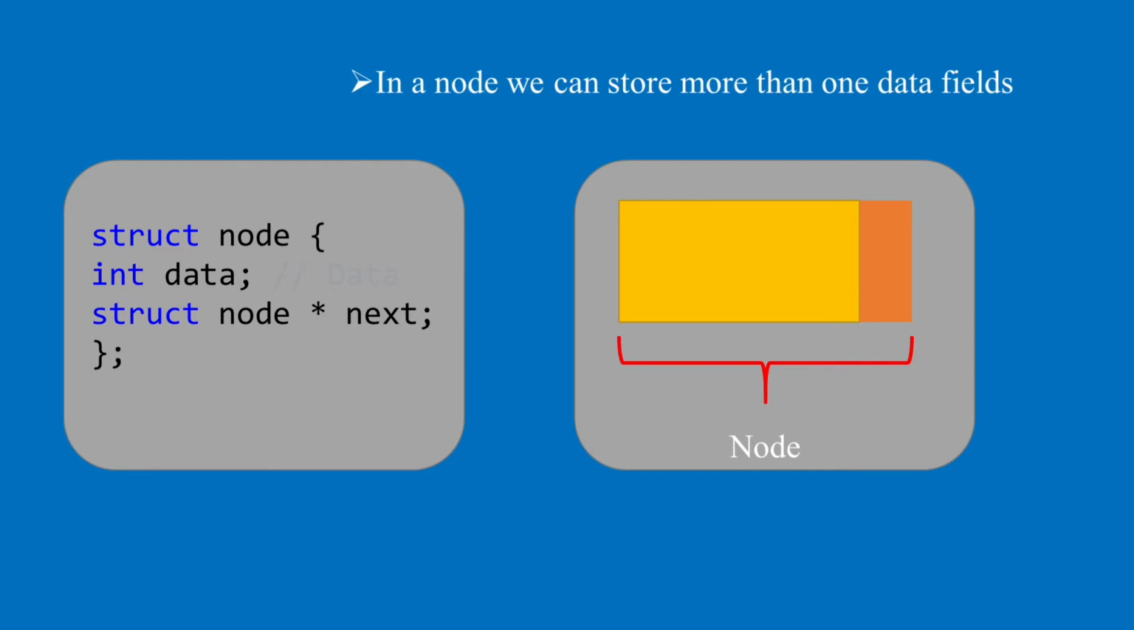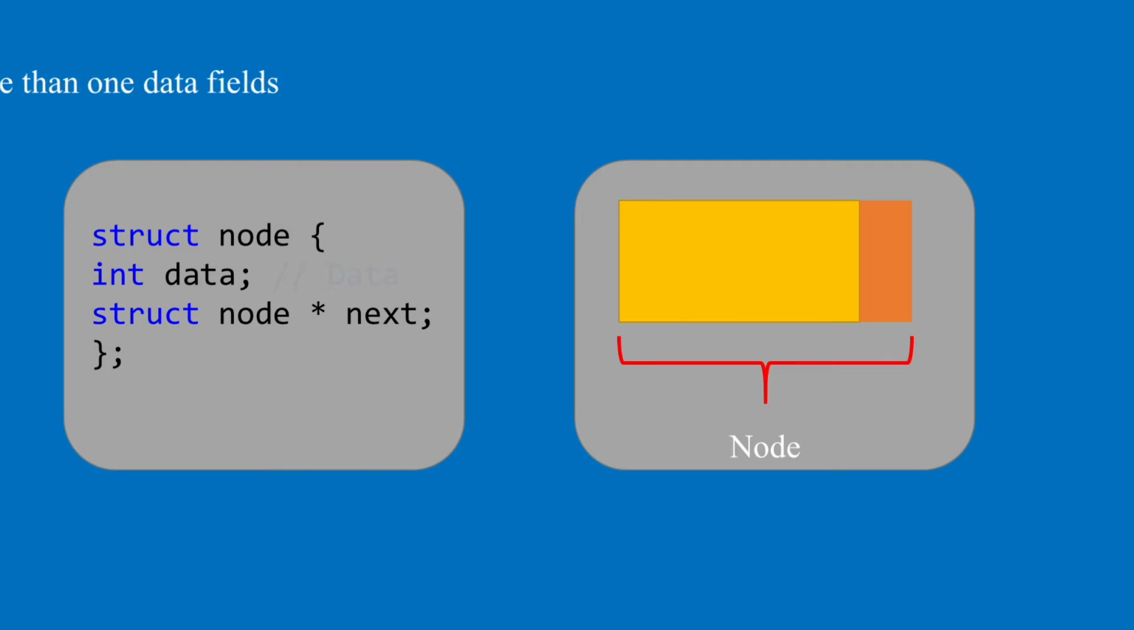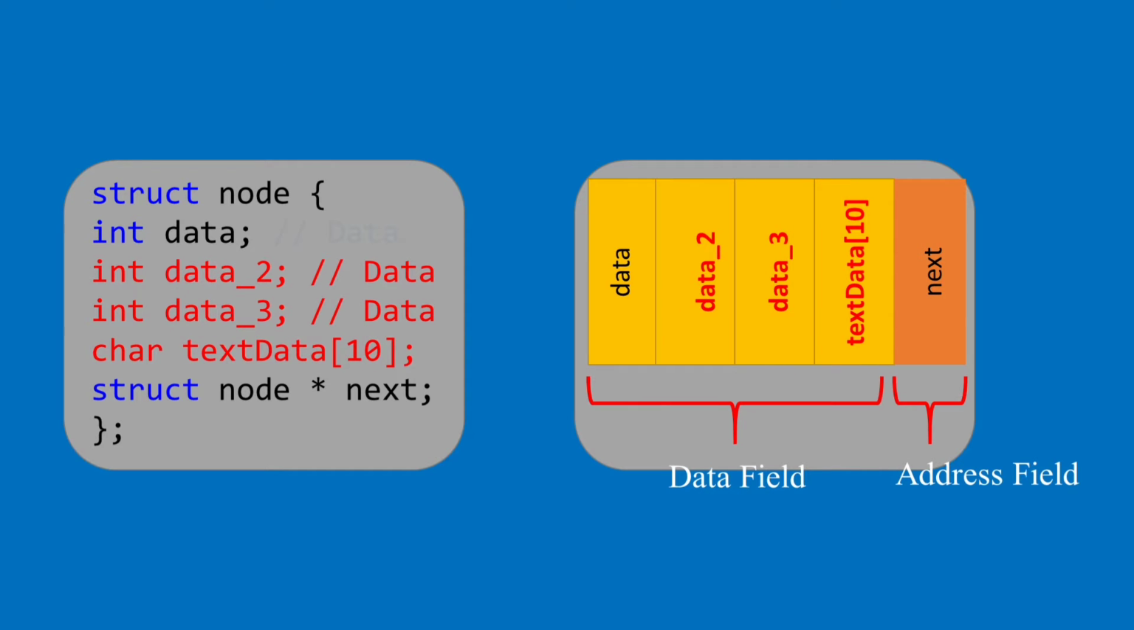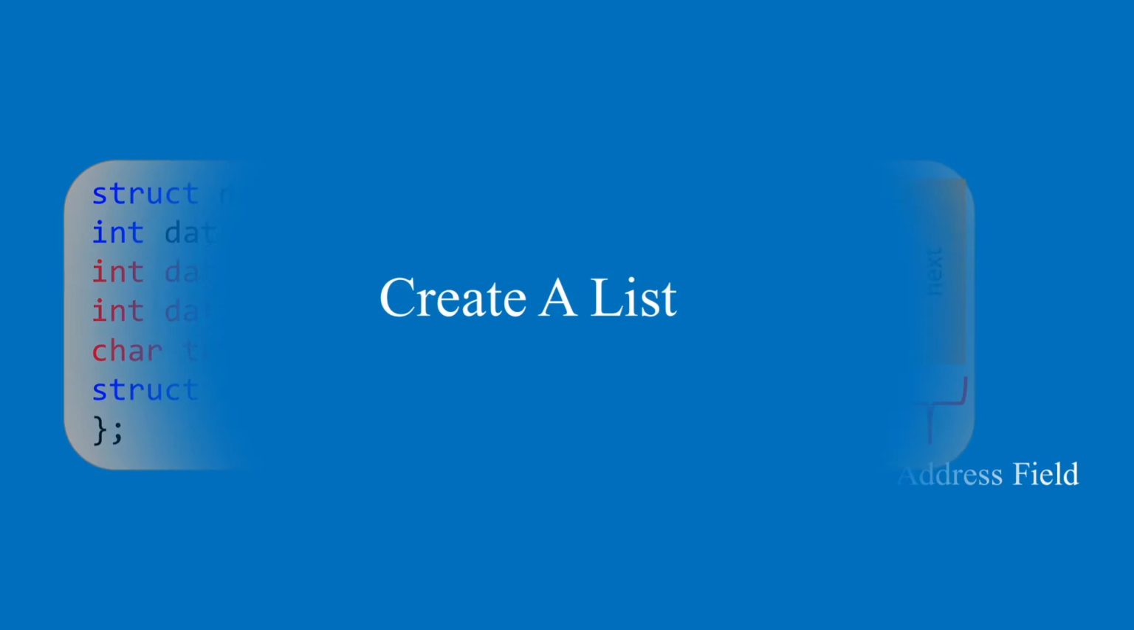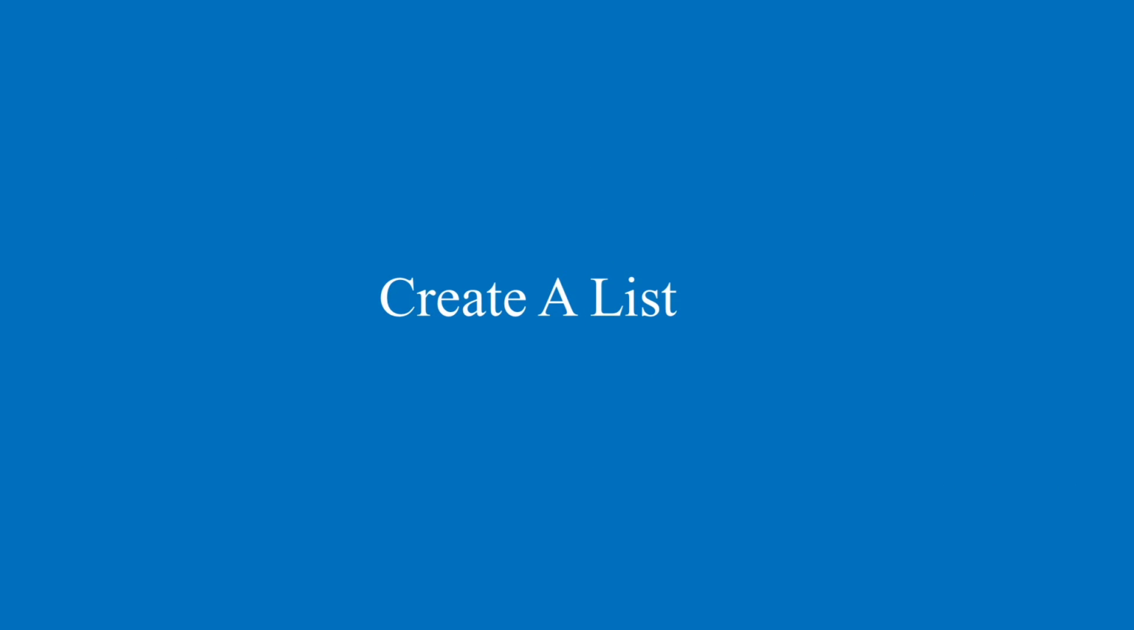In a node we can store more than one data field. For example, in this custom structure, extra 3 fields are used: int data_2, int data_3, char text_data[10], and on the right side is the graphical view of this. Let's try to understand how to create a linked list.